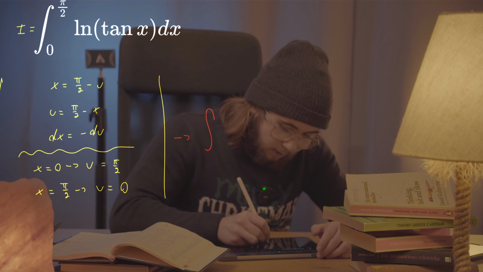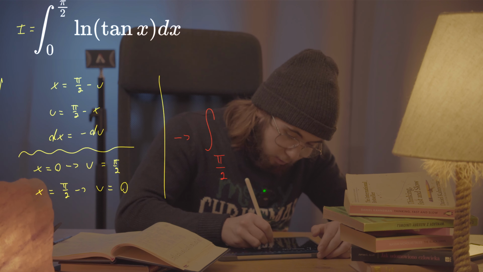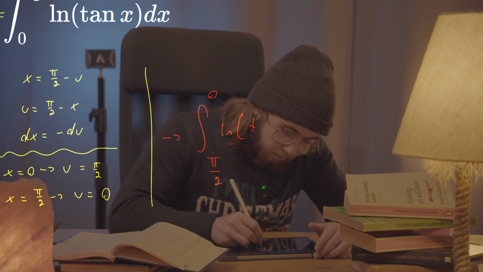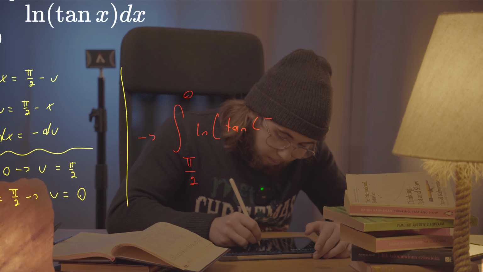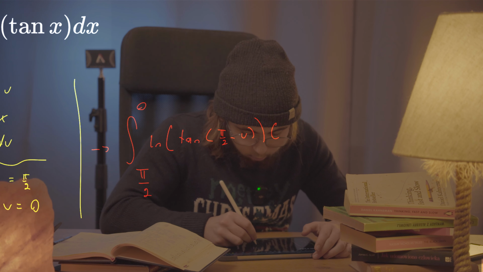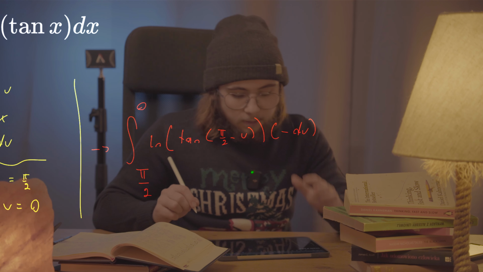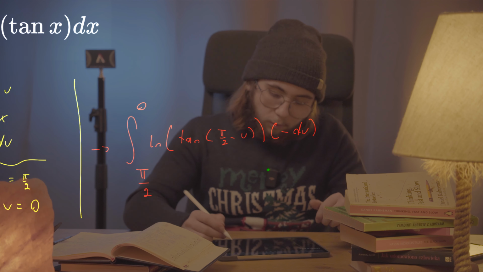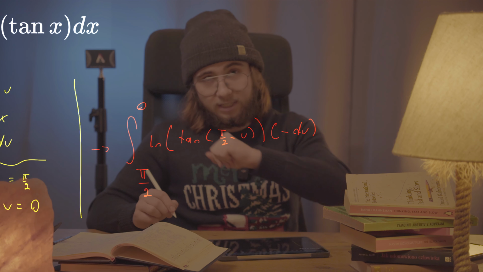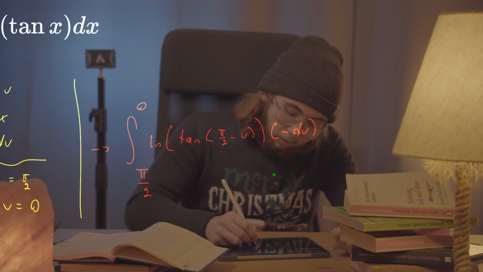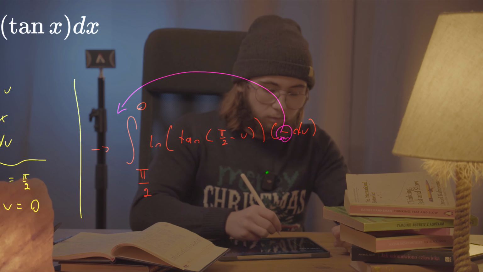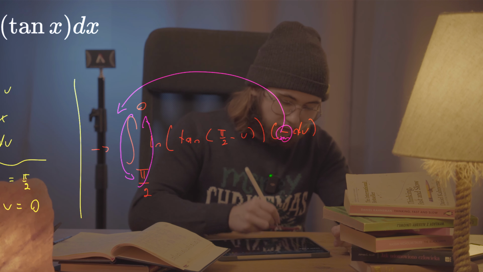It's going to be an integral between pi over 2 up to 0 of the natural log of the tangent of pi over 2 minus u, and that's all with respect to negative du. But now, what's the problem here? Well, first of all, we have flipped bounds of integration. But the nice fact is that we've got a negative sign right there. And so we can just take it out of the integral and then use it in order to flip our bounds just like this.